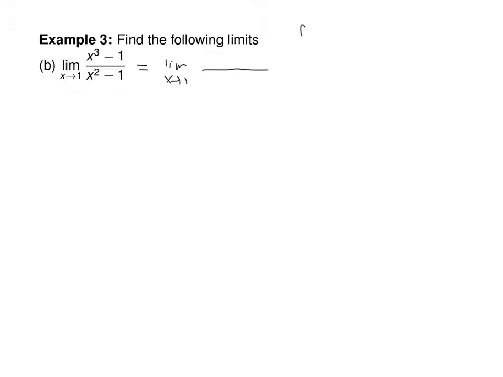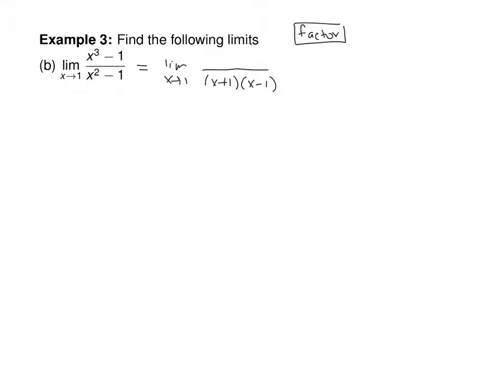So one way to find these is to try factoring and seeing if the problem child, or the thing making the denominator 0, will cancel. This one is an example of that as well. Can you factor x squared minus 1? Yes, that's x plus 1, x minus 1.